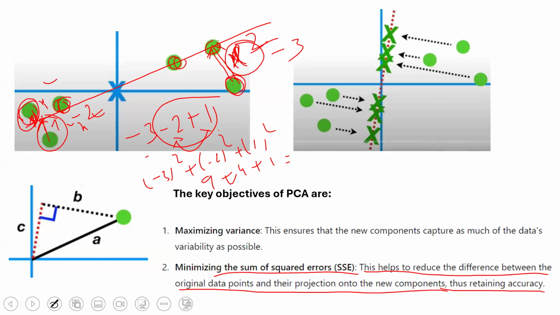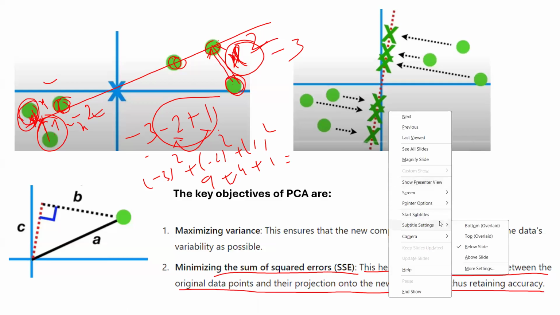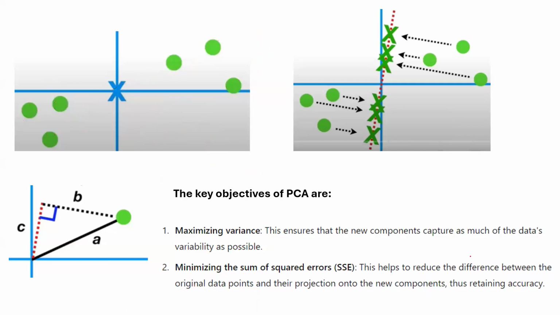Okay, is that clear? Yeah. Understood? Yeah. No, or you understood this? Can I go to the next? Understood. Do you want me to explain this again?